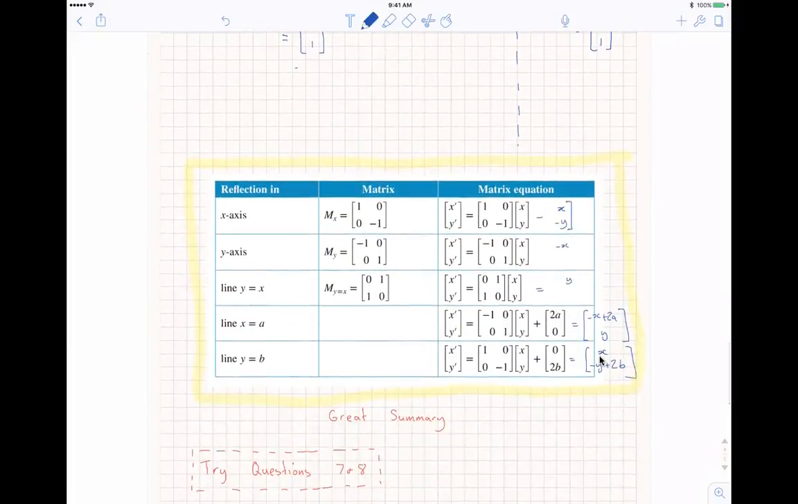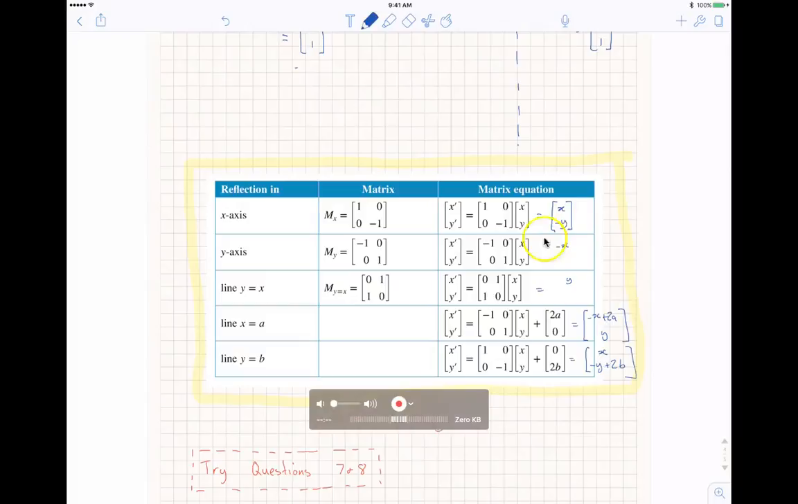The textbook actually summarizes the reflections in a really nice table. So it gives you an x-axis reflection. I just write that as x over -y rather than leaving it as matrices. I multiply those two out, and similarly if you multiply those two out you just get -x, y, and if you multiply these two matrices you just get y, x, and those are the two that I just did previously. So try questions 7 and 8, and that's it for that exercise.